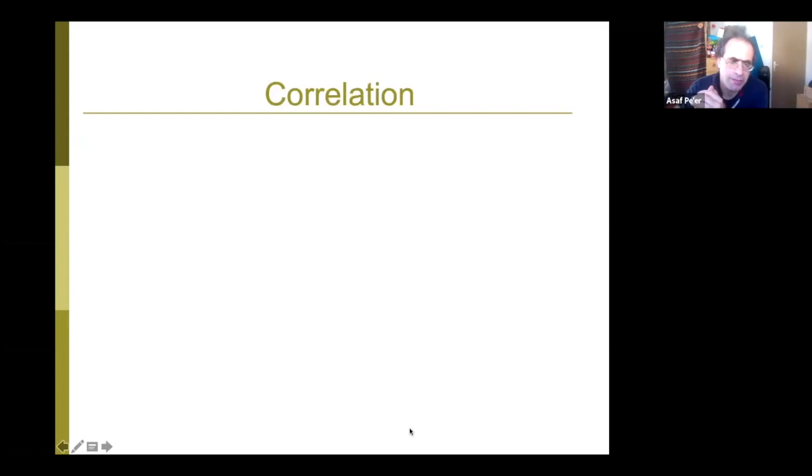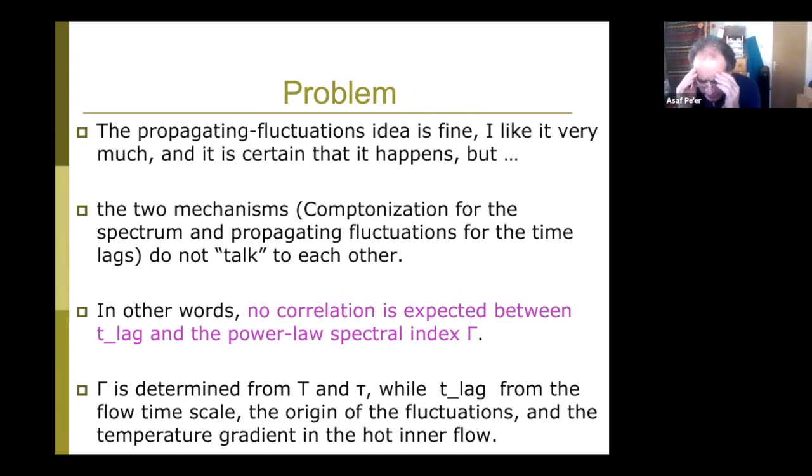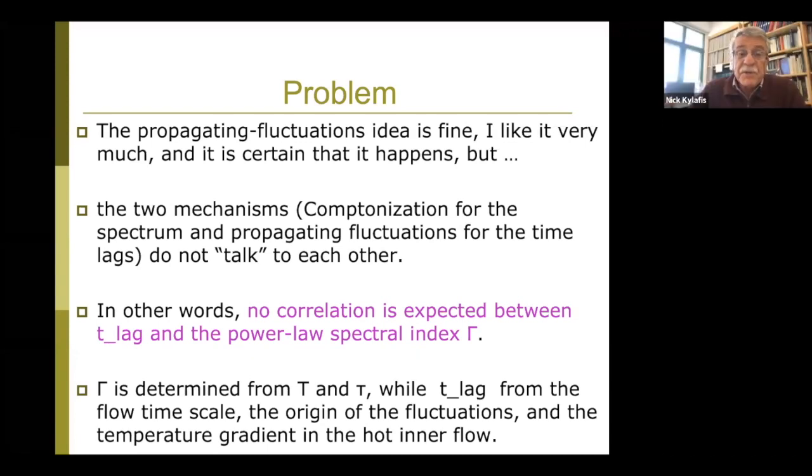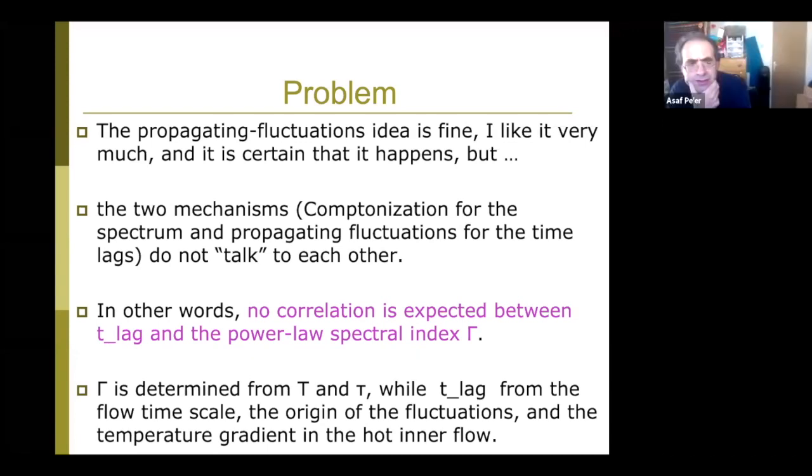I want to say something about these fluctuations again. The fluctuations can, in principle, propagate backward because they would propagate at the speed of sound. As long as the Keplerian velocity or the inflow velocity is less than the speed of sound, the fluctuations would propagate backward. It is less than the speed of sound. Yeah, so there is no restriction. So that means that the fluctuations can propagate both inward and outward.